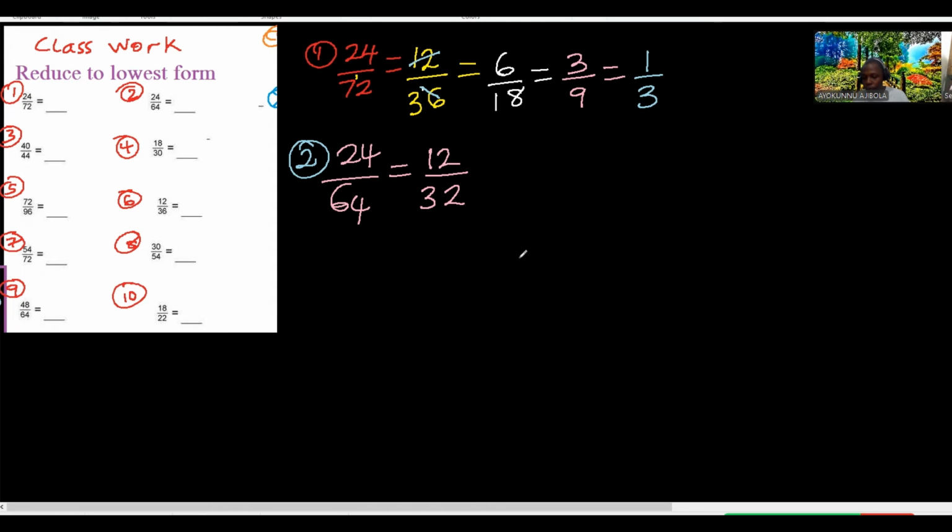Yes. So let me see. 2 can still divide them because they're both even numbers, okay? Okay. Let's see. How many 2s are in 12? Check that and tell me. 6. Then how many 2s are in 32?